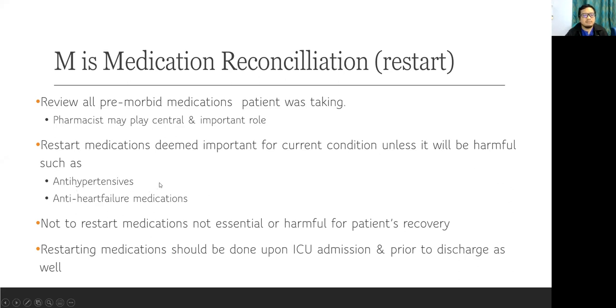Restart all the amlodipine and such. Anti-heart failure medication, you can restart the Lasix. But you don't have to restart medication that is not essential or is harmful to the patient's recovery, like usually oral hypoglycemic agents like metformin, glycoside and so on. We do not need to restart them because they will actually be harmful for the patient's recovery. And restarting medication should be done upon ICU admission and prior to discharge as well.